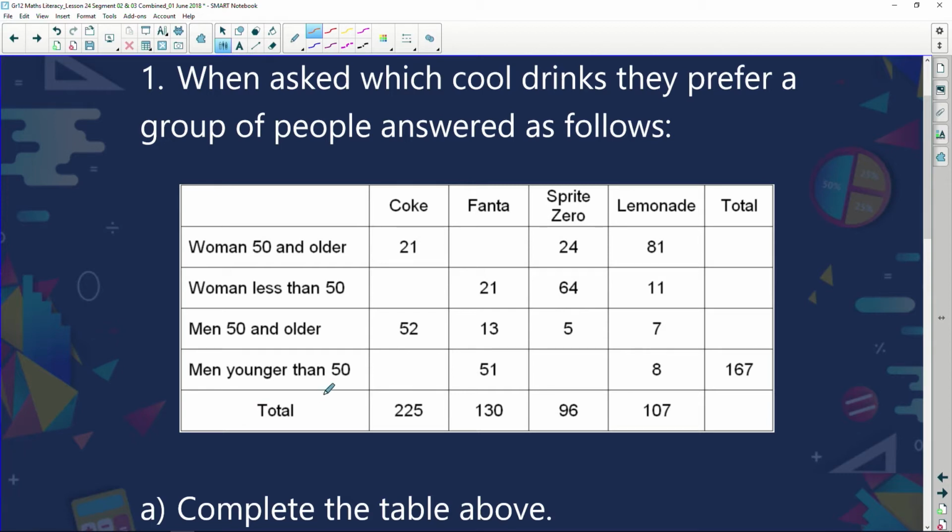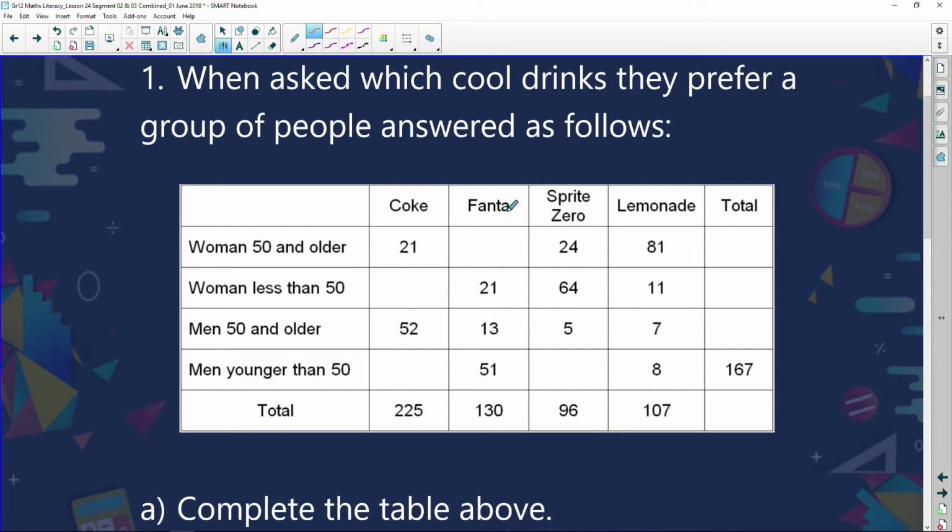So just looking at this, there are 21 women who are less than 50 years old who liked Fanta. Okay, so of all the women who were less than 50, all those women that we interviewed, and we're not sure yet how many we interviewed, we know that 21 of them love Fanta. Let's have a look at this. How many men love Fanta who are younger than 50? Well, we interviewed 167 men that were younger than 50. And of those 167, 51 of them said, we like Fanta. Okay, so let's complete this table.